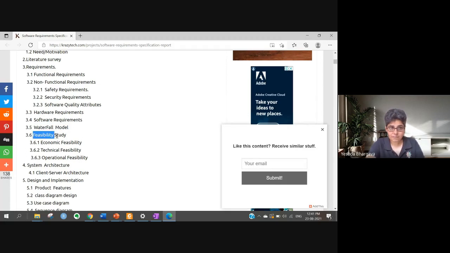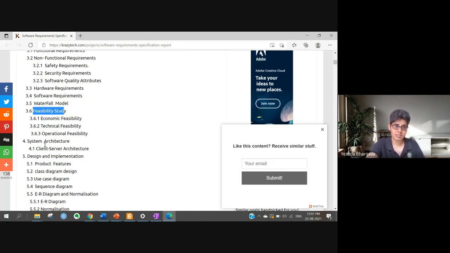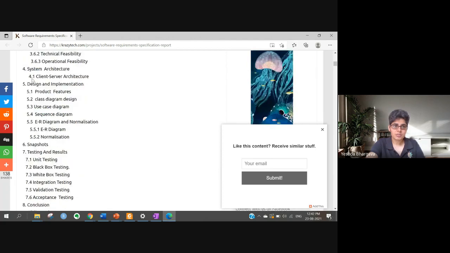They may have done some feasibility study and they have put some of the results, or not the results, but how to go about that, the approach to do the feasibility study. And then they are putting the system architecture, then talking about the design and implementation, then use case diagram is there, class diagram is there, which we will come to in our lab.